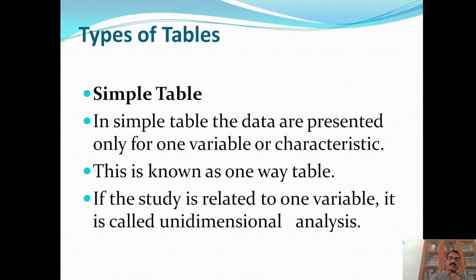Then types of tables. First one is simple table. In a simple table, the data are presented only for one variable or one characteristic. This is known as a one-way table. If the study is related to one variable, it is called unidimensional analysis.